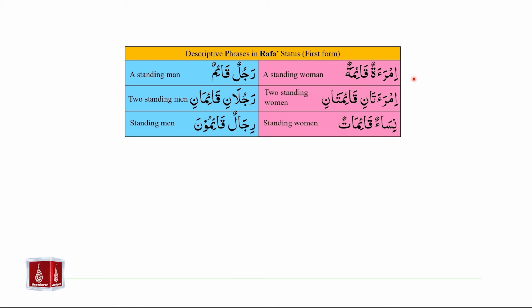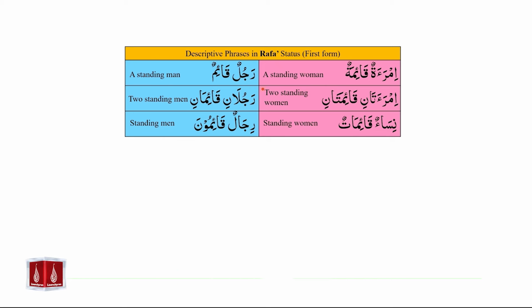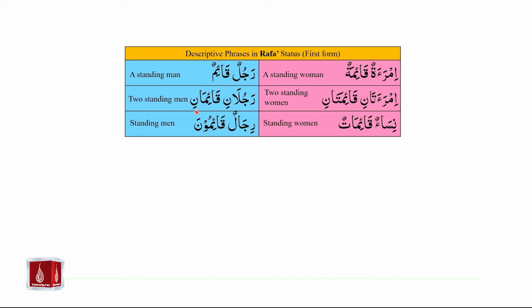Imra'atun qa'imatun, a standing woman. Rajulun qa'imun, a standing man. Imra'atani qa'imatani, two standing women. Rajulani qa'imani, two standing men. Nisa'un qa'imatun, standing women. Rijalun qa'imuna, standing men.